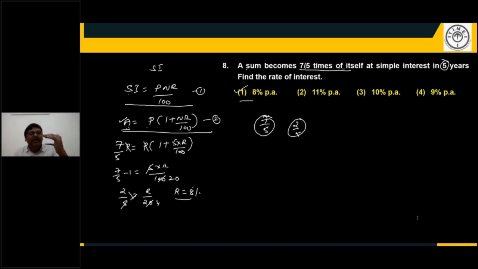Rate of interest is nothing but rate of increase. What do you mean by I'm paying interest? I'm paying more than what I borrowed. I'm paying 7 by 5 times of what I borrowed, which means how much extra am I paying? I'm paying 2 by 5 extra, or I'm paying 40% extra. Why do I have to pay 40% extra? That means the interest is 40%. For how many years is it 40%? For 5 years. For 5 years, if it is 40%, for 1 year it is 8%. It's as simple as this.